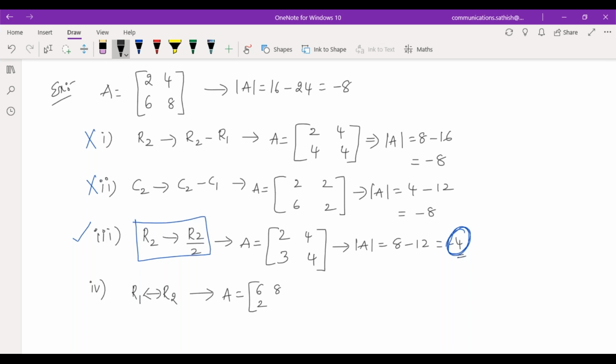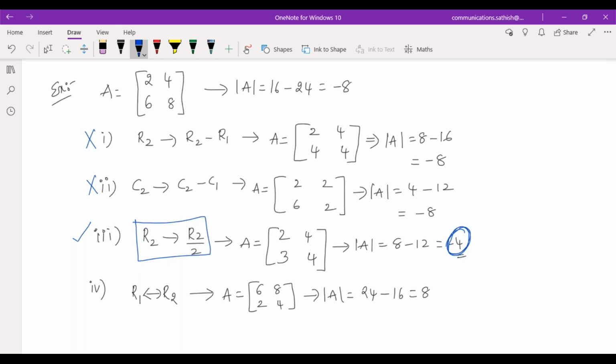R1 as R2, if I do it as that, so what will happen? A is what, ma? 6 and 8, 2 and 4, na? What is the determinant for this? 8, sir. 4 sixes are 24 minus 2 eights are 16, which is 8 only, na?